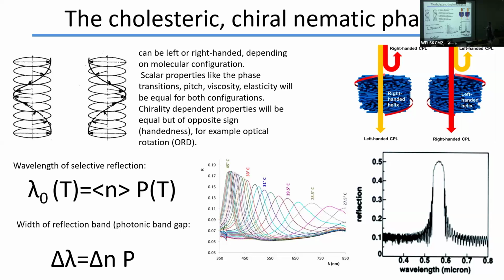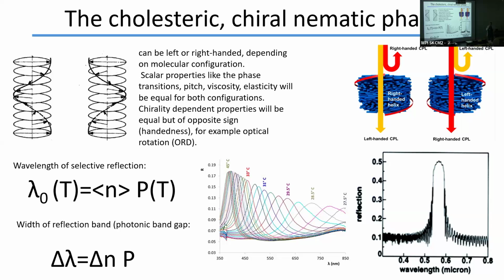You can also see this in optical rotation dispersion. One of them will turn one way and the other one will turn the other way. And even now, we cannot tell which configuration actually makes a left-handed and which makes a right-handed helix. You just simply cannot tell.